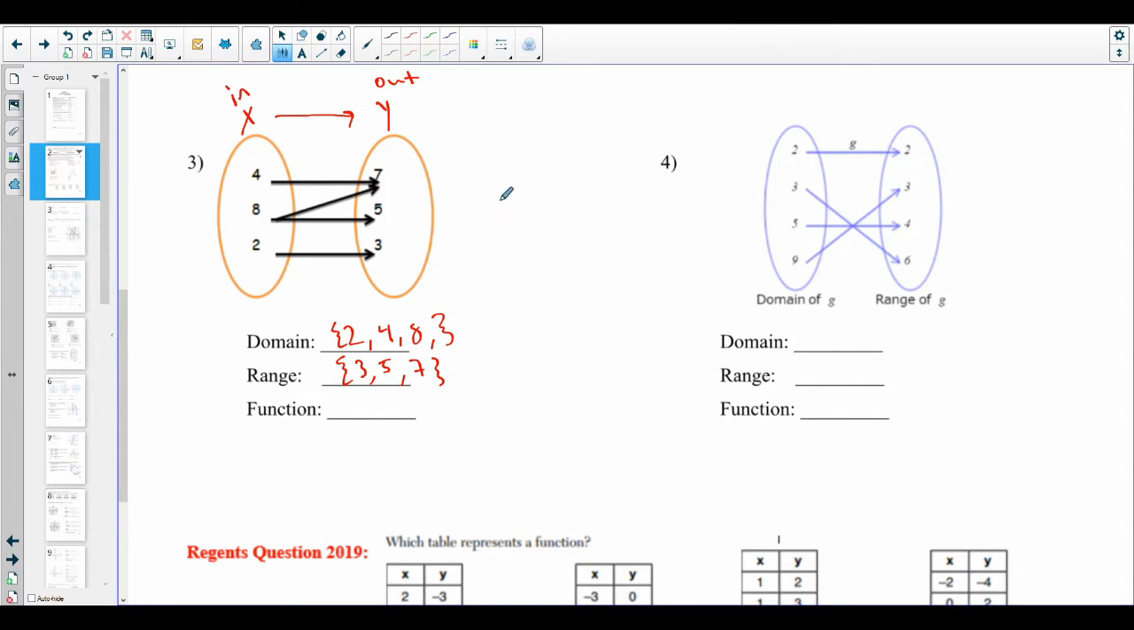Is this a function? Well, let's see. Do you have any repeating x values that go to different y values? If you look, this x, this 8, is going to 2 different y values. It's going to 5 and 7. So that means the point (8, 5) and (8, 7) would be on the graph of this function. That fails the vertical line test. No, it's not a function. Okay, you try 4.